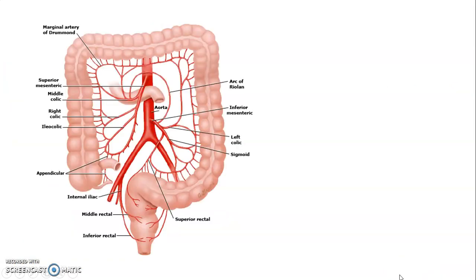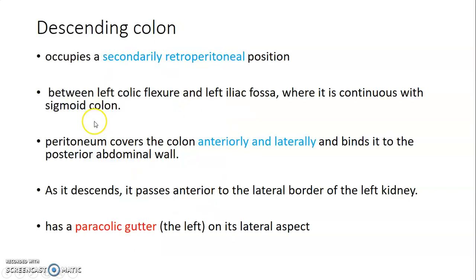So this just shows you the blood supply of middle colic joins the marginal artery of Drummond to supply the transverse colon, and there's communication with the left colic from inferior mesenteric and right colic from the superior mesenteric. Then we go to the descending colon.